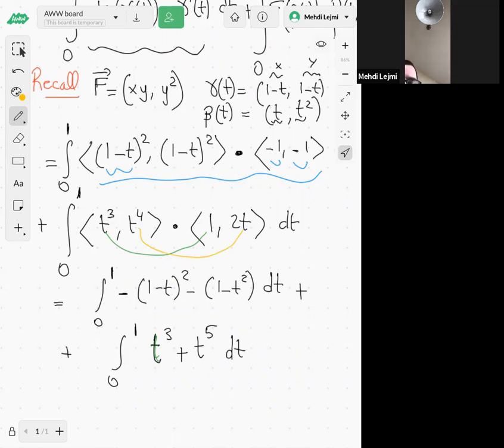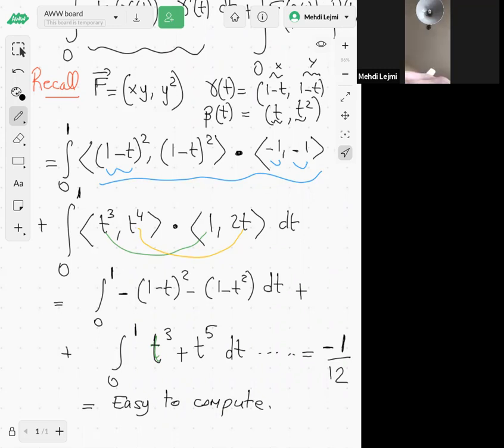And that's actually easy. It's not really hard to compute. You can just integrate with respect to t, and then you evaluate from 0 to 1. And I think the answer would be -1/12. So this is just the first side of the equality in Green's theorem. That's the vector line integral along the boundary.